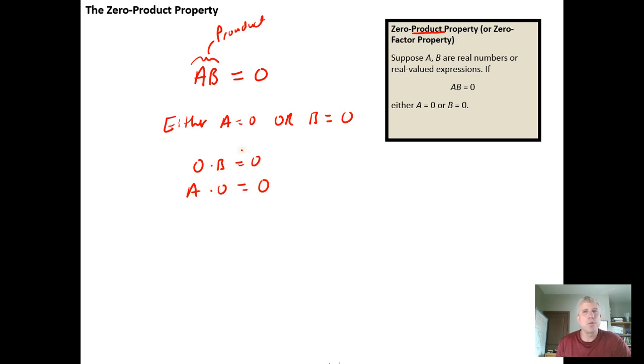So zero product property is simply the property that says if you have a product of algebraic expressions and that product is 0, then one of the 2 expressions has to be 0.